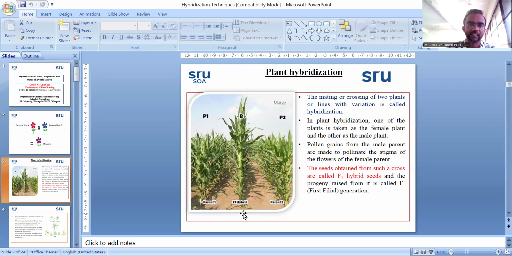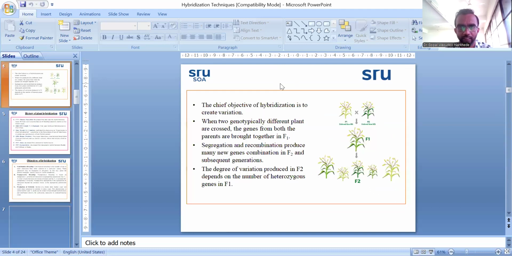You can see in this picture, in maize, P1 crossed with P2 gives this B, which is nothing but the hybrid. You can see the performance of the hybrid is far better than both the parents. This superiority of the hybrid over both the parents is called hybrid vigor. Hybrid vigor is nothing but heterosis. Okay, so we will continue to the next step.